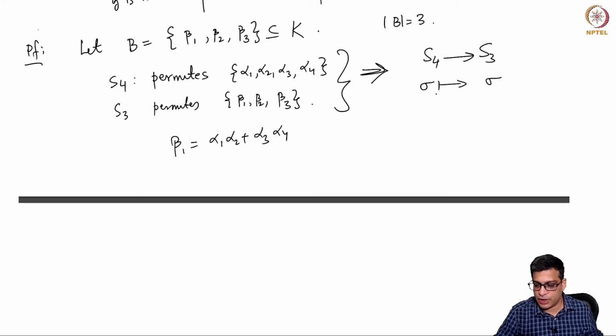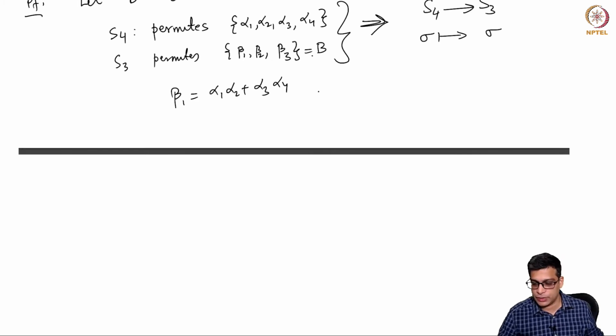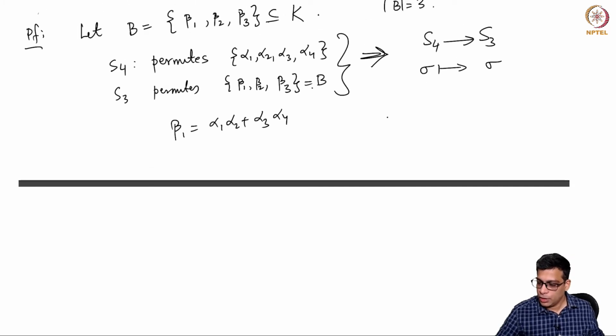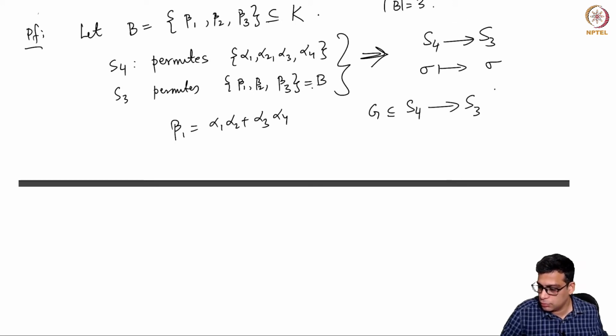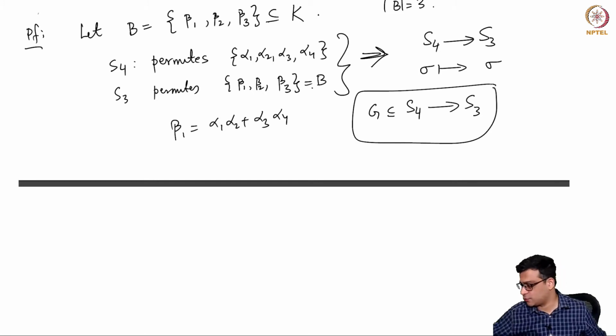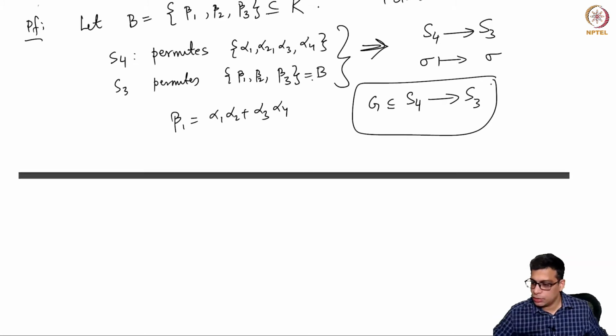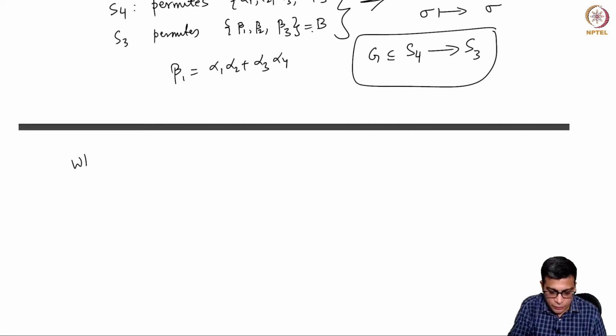So, sigma is a function from this set to this set. And of course, G is sitting inside S4. This is the situation we have. G is in fact a transitive subgroup of S4. So, let us call this map phi. What is the kernel of phi?